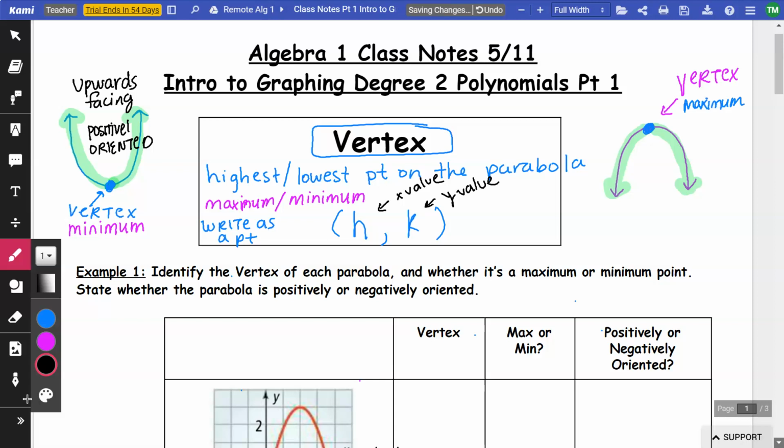If a parabola is downwards facing, like this one is, then we say that it's negatively oriented because it's facing the negative y values. We'll talk about what that really means in just a minute. So this one would be negatively oriented.